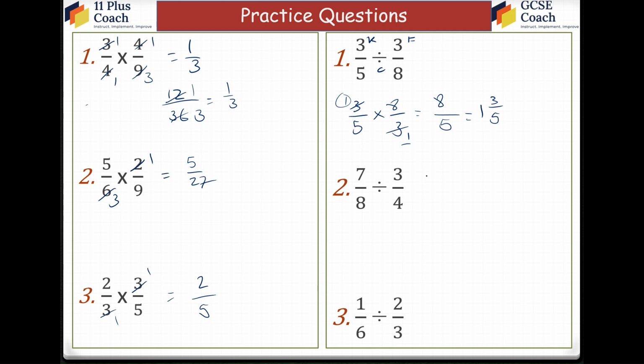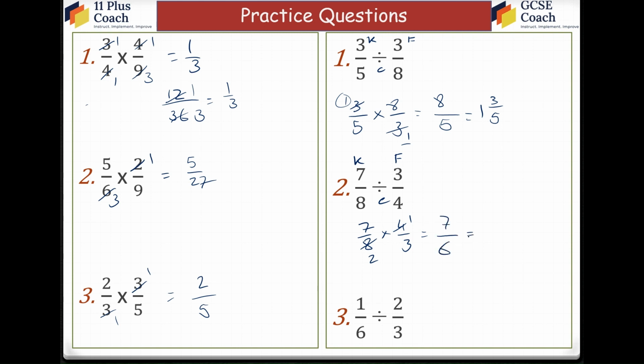7 over 8 divided by 3 over 4. Again, keep, flip, change. So keep, flip, change will be 7 over 8, keep the first one, flip the second one, 4 over 3, and change the symbol to times. So again, either times across first and then simplify, or simplify first. 7, 3 can't cancel out, 4 and 8 can. 4 goes into both of them. So 4 goes into 4 once, and into 8 twice. So end up with 7 times 1, which is 7, and 2 times 3, which is 6.